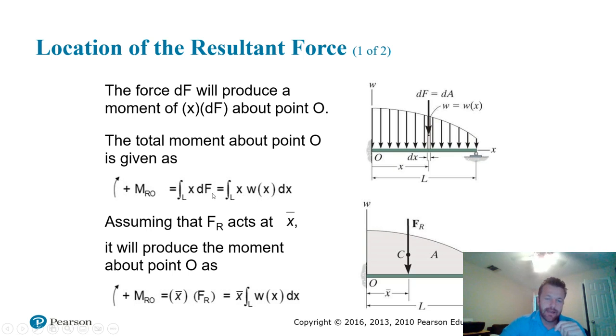So this term x dF, if you just focus on that inside the argument of the integral, is telling you how much this infinitesimal force is going to induce rotation about the origin. So if you integrate that across the entire beam, what you're finding is the total tendency of this load distribution to induce rotation about point O. So that's all that's going on here. This x is nothing more than the perpendicular distance. This w of x dx, if you remember, is just dF. It's nothing more than the area of this rectangle. It's dx wide, and it's w of x high.